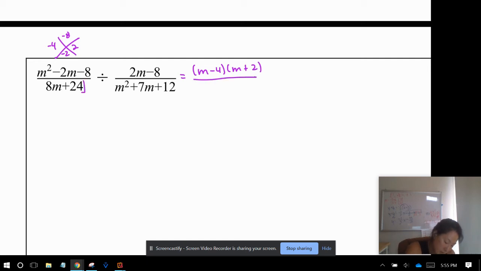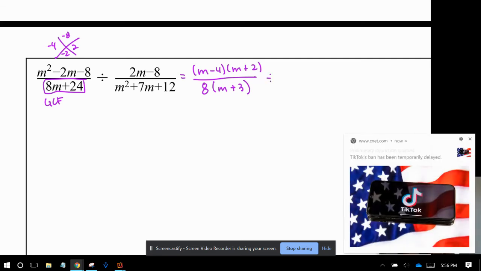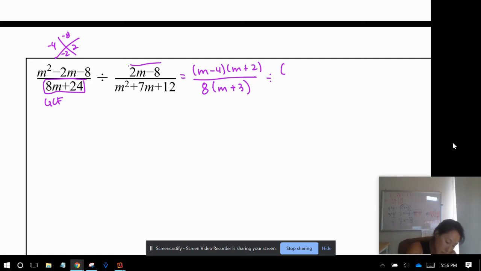The denominator of the first fraction has a greatest common factor, so I can factor out an 8 times m plus 3. Then in the second fraction, I have a greatest common factor of 2, so I have 2 times m minus 4, all over a trinomial, so I'm going to try the big X. 12 and 7. I can multiply by 4 and 3, giving me m plus 4 times m plus 3.